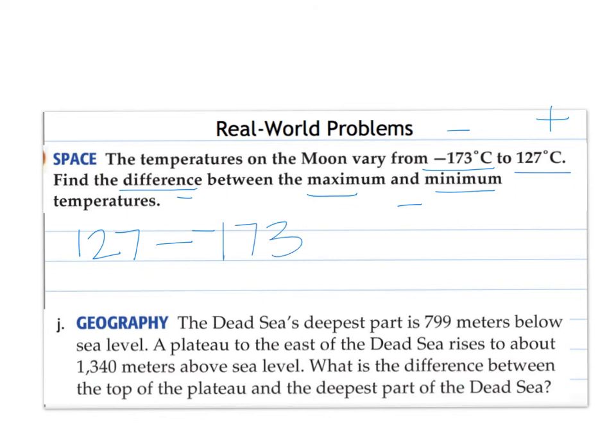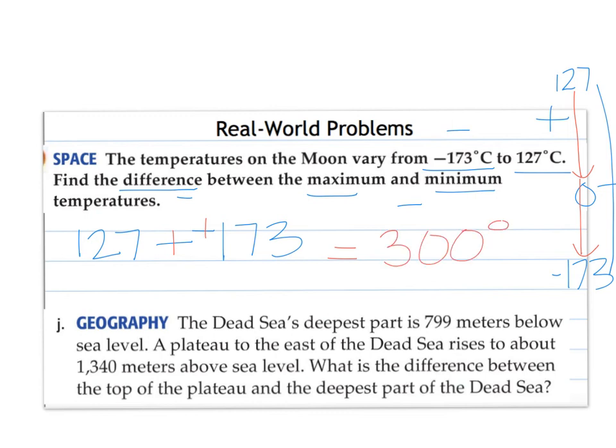So again, if you think about it on a thermometer, we're going to have 0 here, 127 up here, and negative 173. So we're looking for the difference from there to there, in addition to the difference from there to there, which makes sense as to why it's adding the opposite. So when I get that, I get 300. So there's a 300-degree difference between the max and the min.